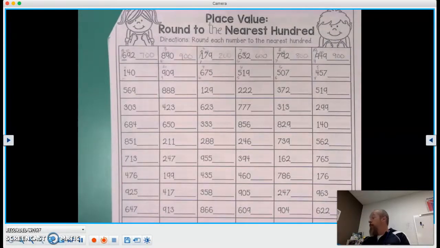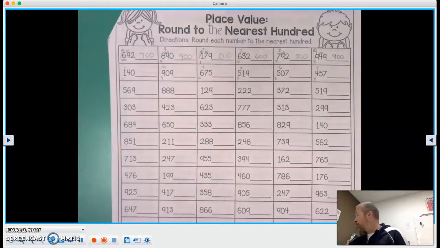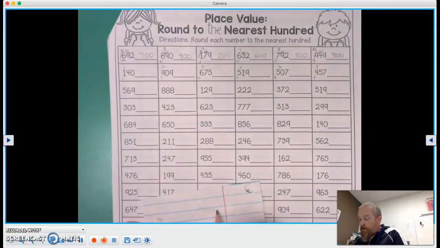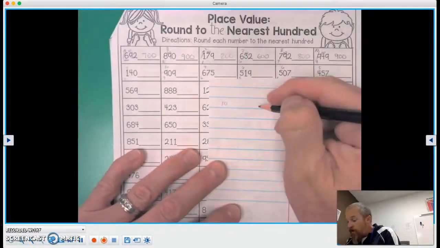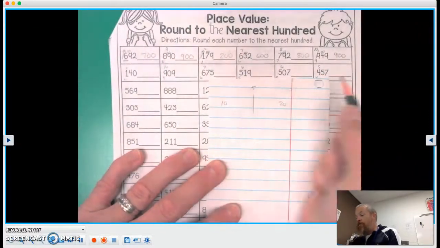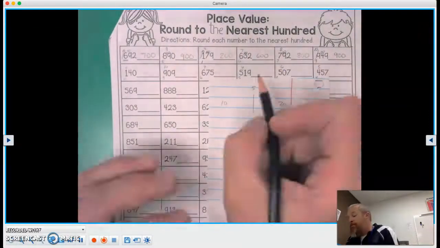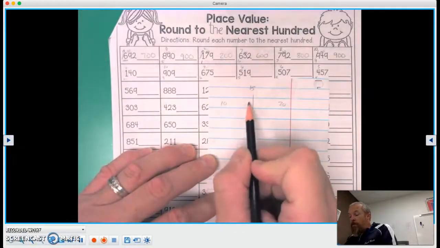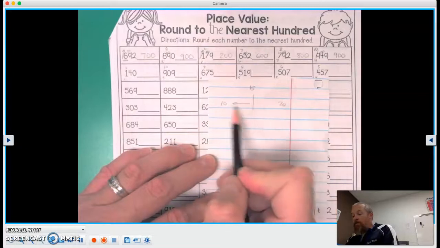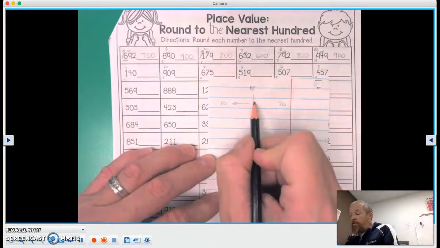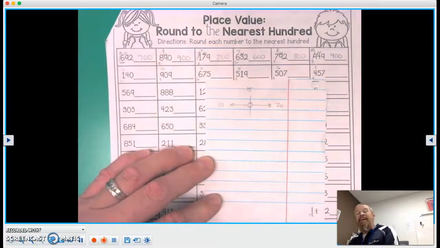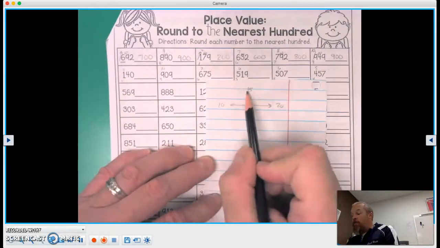So on a smaller scale, we could kind of look at it as the numbers, here's 10, here's 20, and right in the middle there's going to be a 5, right? Which would be 15 in this case. So any number from here on over goes to the 10. Any number from 5 on up goes up to the next 10, or the number higher.